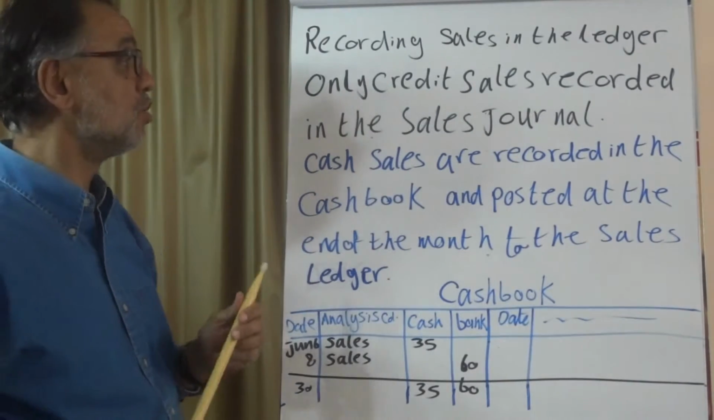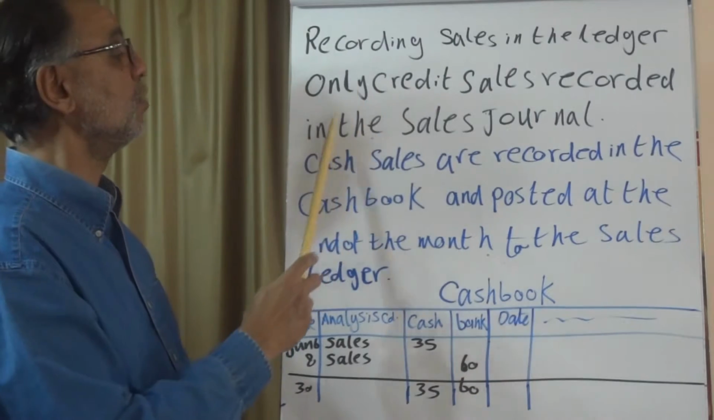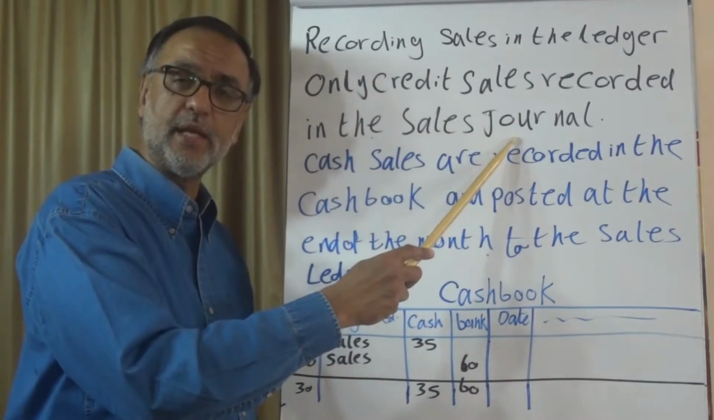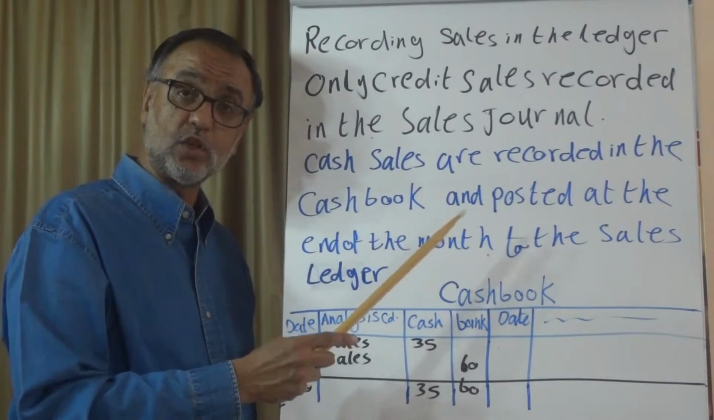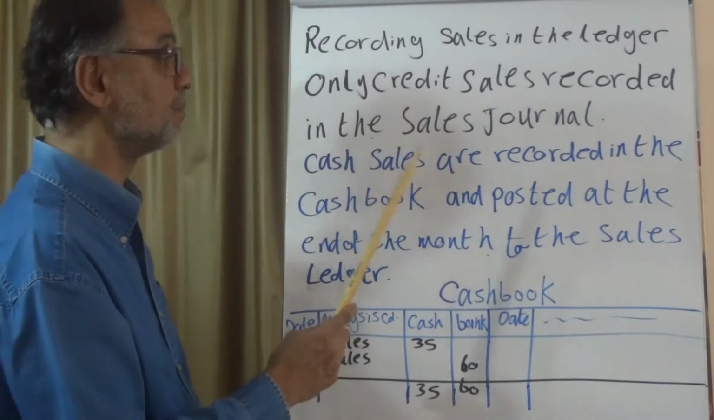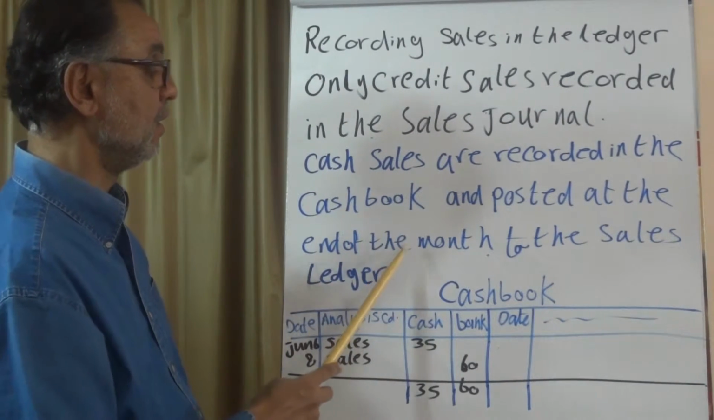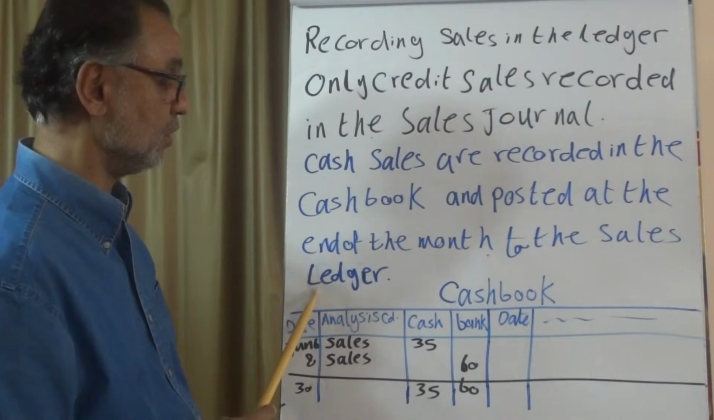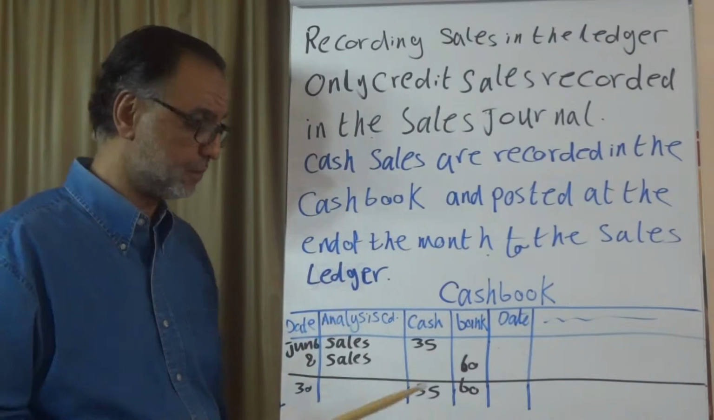Recording sales in the ledger, only credit sales are recorded in the sales journal. Same thing as with purchases. Credit sales only are recorded in the sales journal, while cash sales are recorded in the cash book and posted at the end of the month to the sales ledger. Same as purchases, but this is the other side.